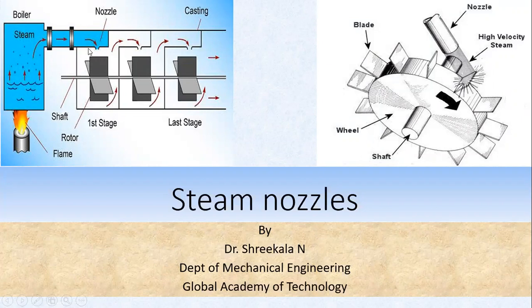This nozzle converts the high pressure steam into low pressure, thereby increasing the kinetic energy of the steam coming out of the nozzle. Here we can see a steam turbine blade, and from the nozzle the steam comes out with high velocity and impinges over the turbine so that the turbine will rotate and generate electricity.